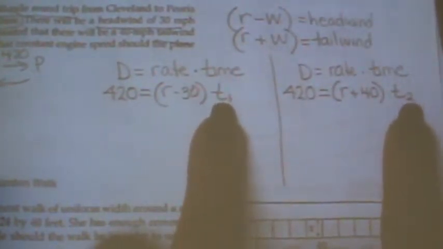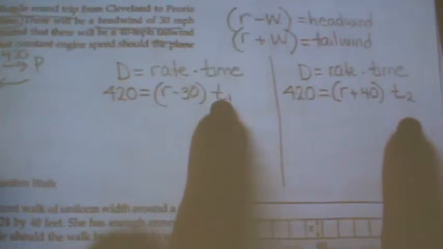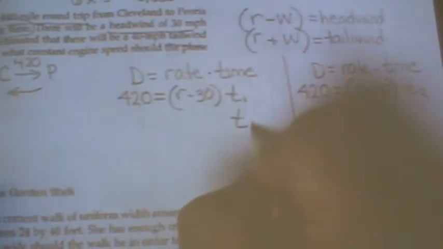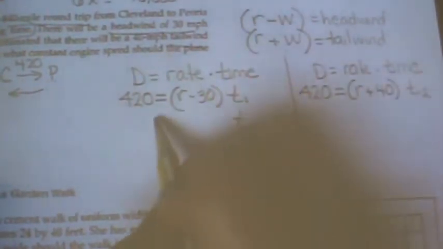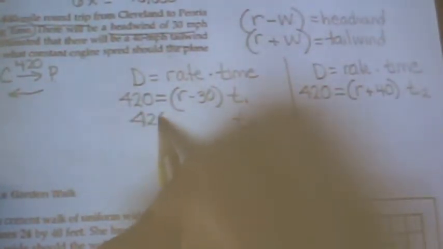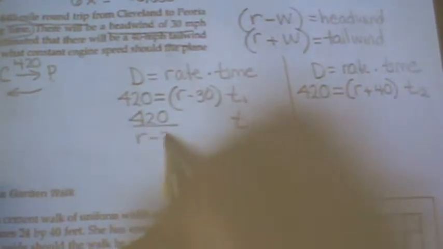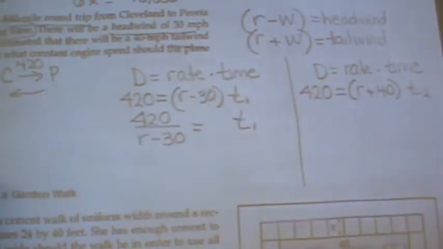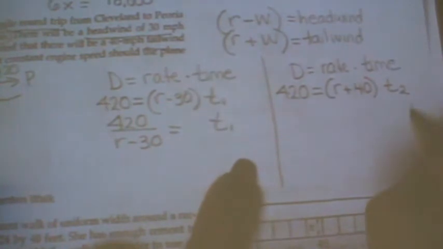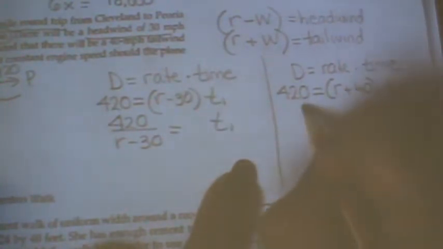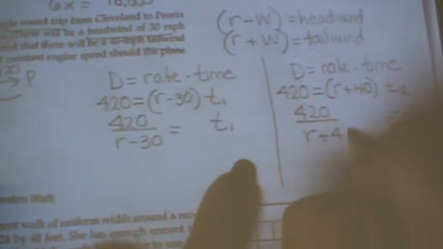So now what do we know? We know that the time took 5 hours. So this time plus this time is equal to 5. So if we solve for T sub 1, do you agree that T sub 1 is 420 over R minus 30? And would you agree that T2 is 420 over R plus 40?